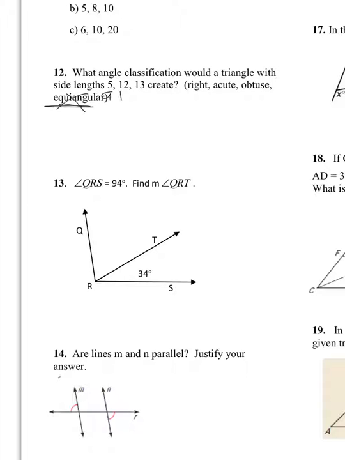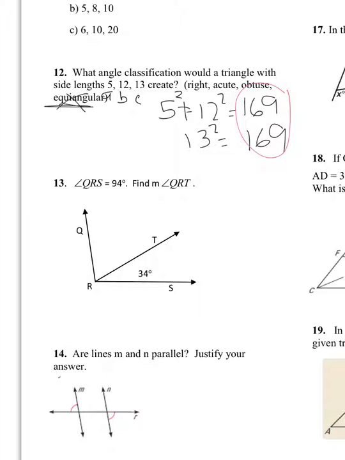But we have A, B, and C. First, we're going to check A squared plus B squared. So 5 squared plus 12 squared, 25 plus 144 is 169. And we check C squared. 13 squared, 169. These happen to be equal. That makes this a right triangle. Remember, if C squared is bigger, it's going to be obtuse. If A squared plus B squared is bigger, it's going to be acute. But when they're equal, it is a right triangle.